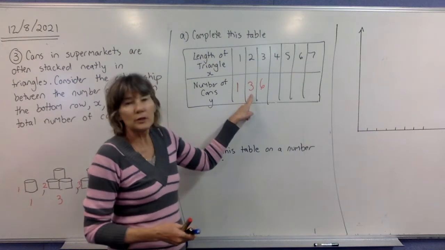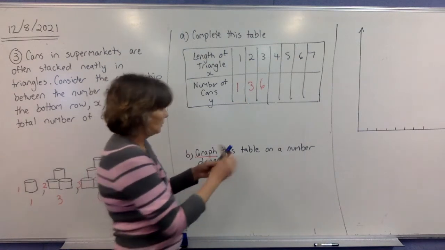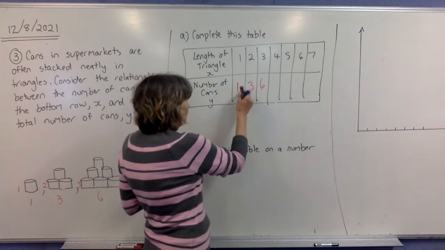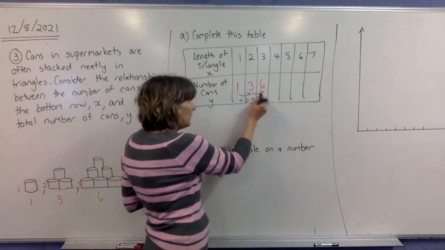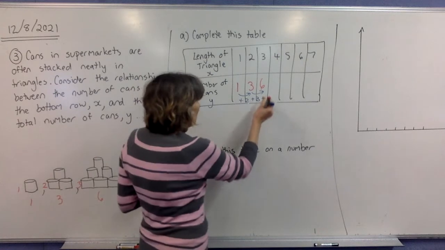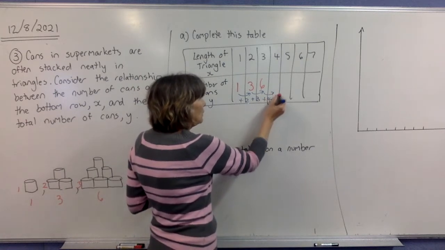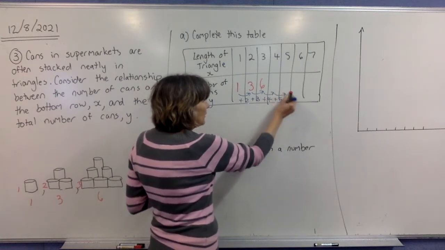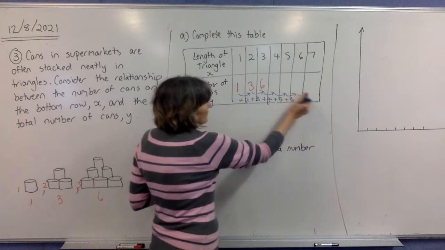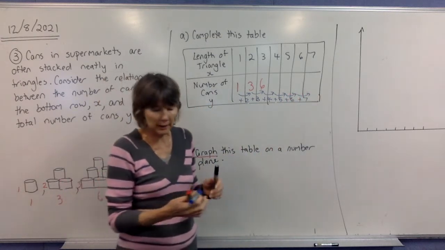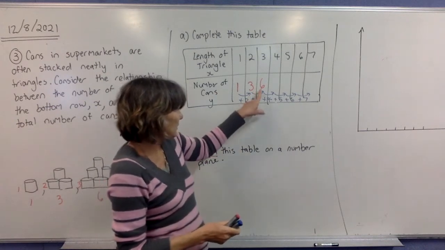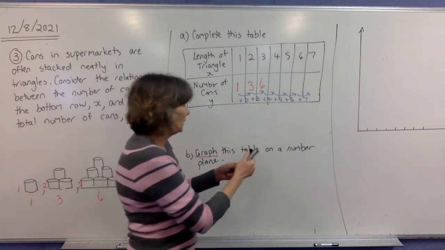To get from 1 to 3, we're adding 2. To get from 3 to 6, we're adding 3. So if we continue, we're probably going to add 4, add 5, add 6, add 7. So let's see what happens. You can use your calculator so you don't make mistakes. We're up to 6 at the moment. Add 4 and you get 10.